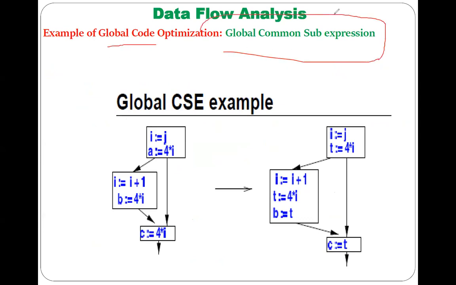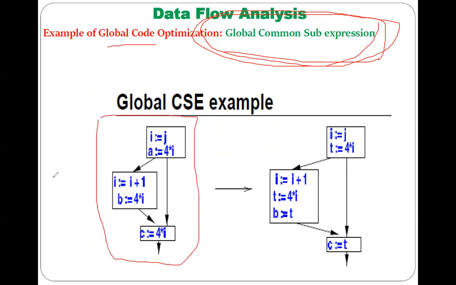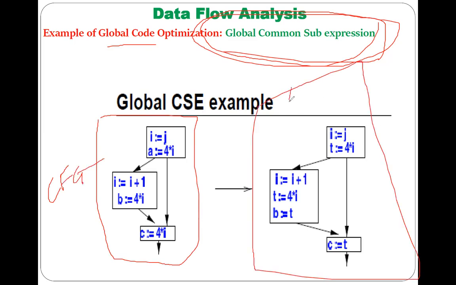Now here, the last example I am taking regarding global code optimization has global common sub-expression elimination. Now we will try to apply our property of the available expression. This is the control flow graph before code optimization, and this is the control flow graph after the code optimization.